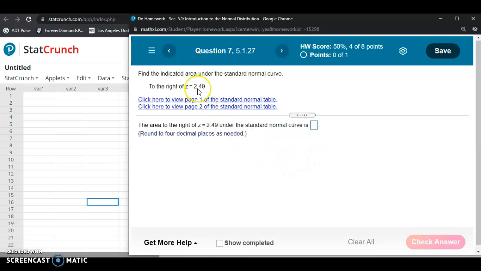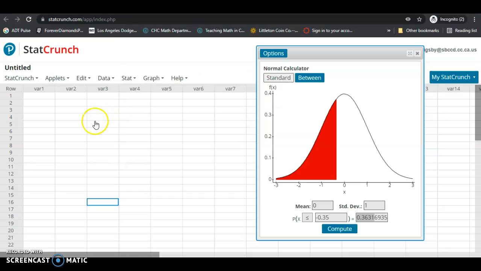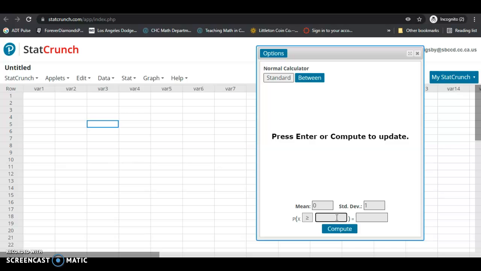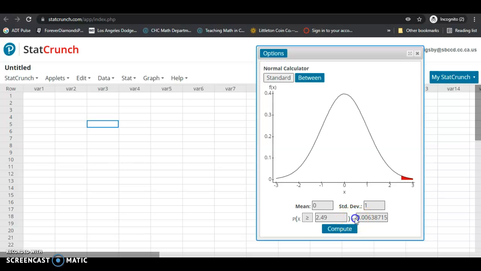Let's try one more. Let's find the indicated area under the standard normal curve to the right of z equal to 2.49. Going back to our normal calculator, we're going to select the greater than or equal to symbol, type in the corresponding z-score, 2.49, and then click compute to get that area to the right, which is shaded in red here. To 4 decimal places, it would be 0.0063, but that 3 will get rounded up to a 4, so 0.0064 is the answer.